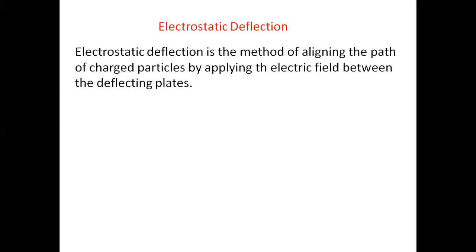In this lecture we will see how the electron moving through the vertical deflection plate deviates, that is, how its movement changes. For that we have to find the deflection of the electron beam.